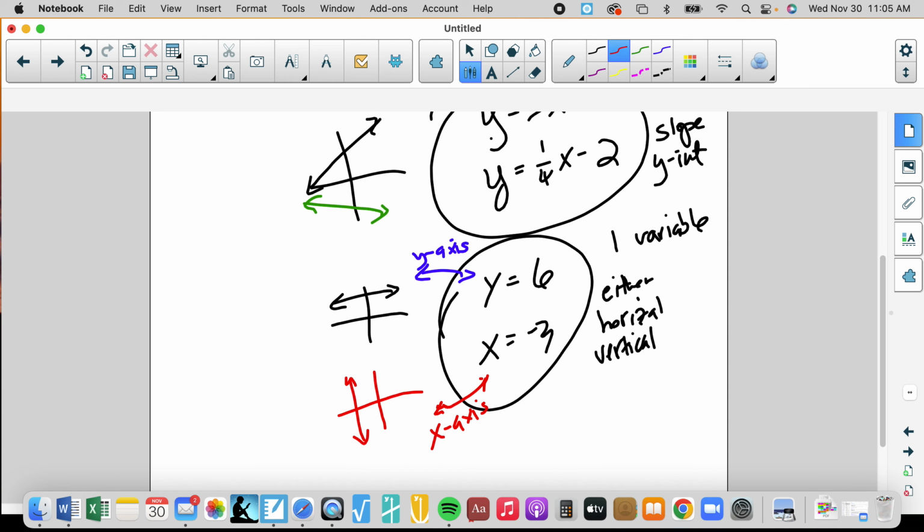Well, when we look at the one that goes through the y-axis, this is going to have a slope of 0. So this has 0 slope, and it has a y-intercept of 6. This one has no slope. Very different from 0. This has no slope, and notice it has no y-intercept because it doesn't go through the y-axis.